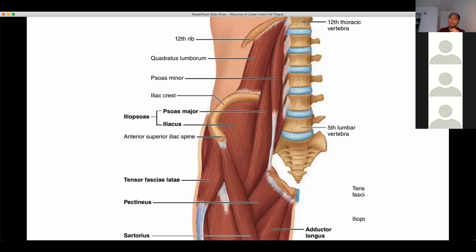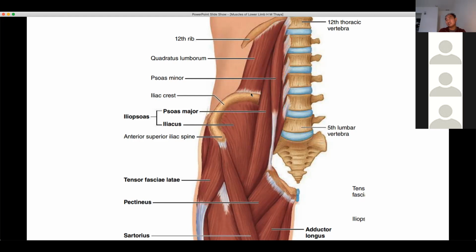Okay. Now we fill up that area with the muscles. And where do we start? We start with the quadratus lumborum, which is running from the 12th rib. Look at that. It is coming from the 12th rib. Quadratus, it is like another quadrangular muscle, comes and attaches to the iliac crest.